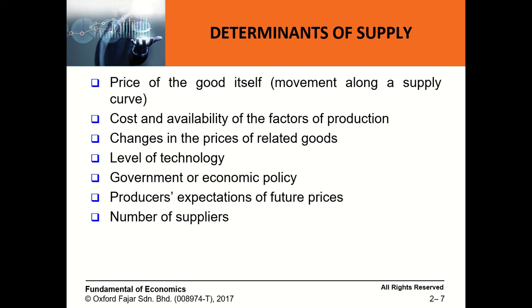Okay, the last determinant of supply is called number of suppliers. So number of suppliers says that the higher the number of suppliers, the higher the quantity that can be supplied. Therefore, the curve will shift to the right. The reason behind this is because the higher the number of suppliers, meaning that there are many factories that can produce goods in the market, so this actually allows them to increase the quantity supplied. And finally, the supply curve shifts to the right.